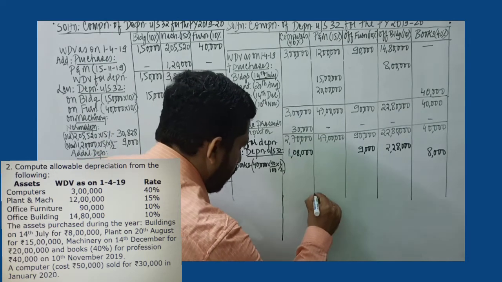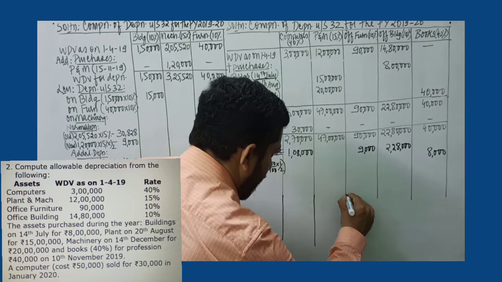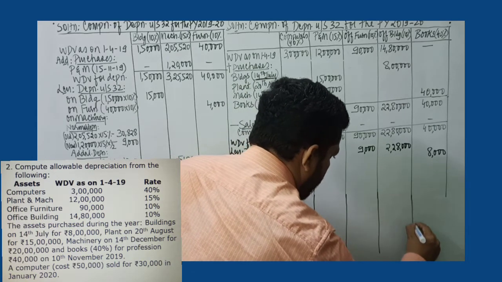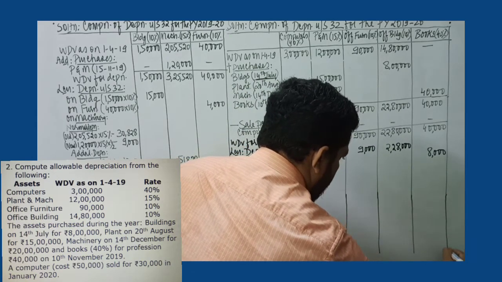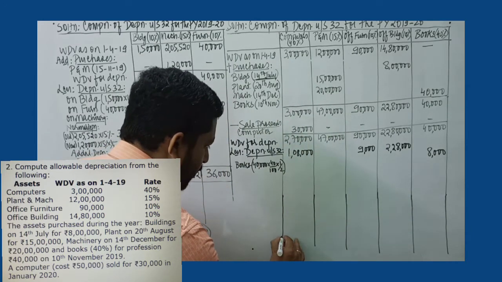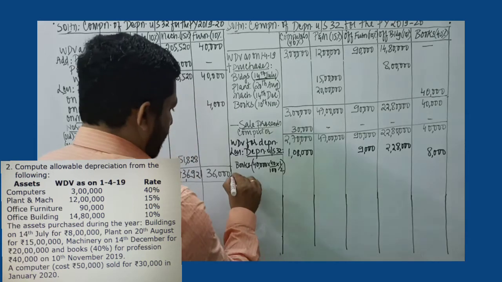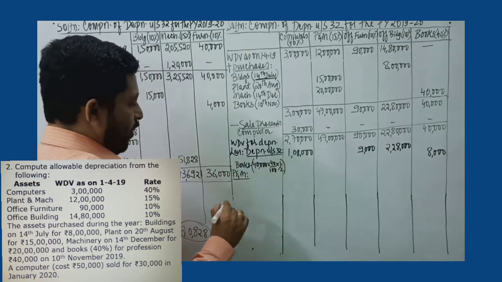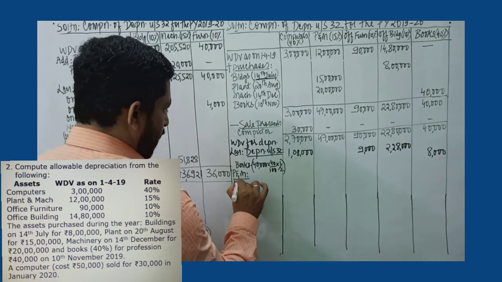Now moving on to one more asset, we have plant and machinery. In plant and machinery we have the opening value, then we have two purchases during the year. We need to calculate depreciation on plant and machinery. So I record plant and machinery. First what I will do is, I will record normal depreciation.